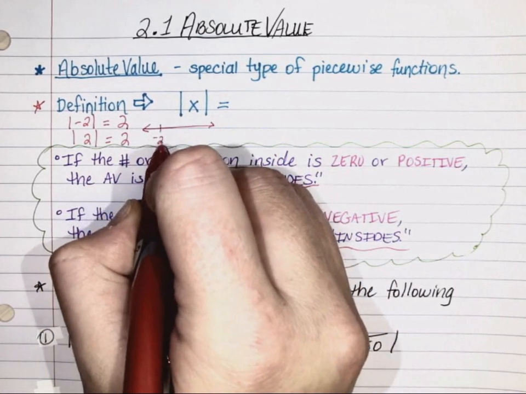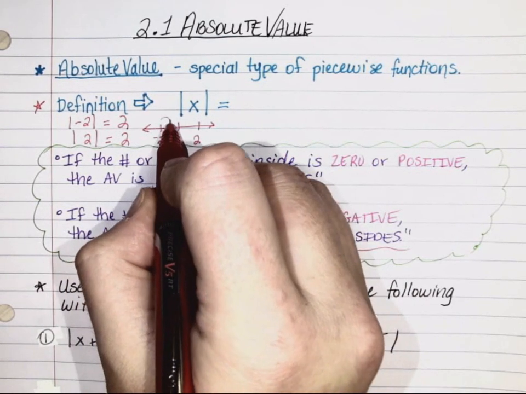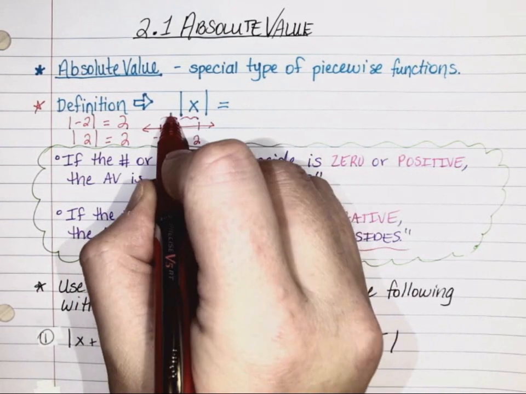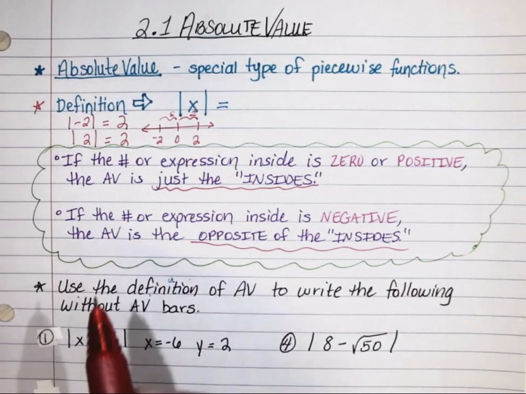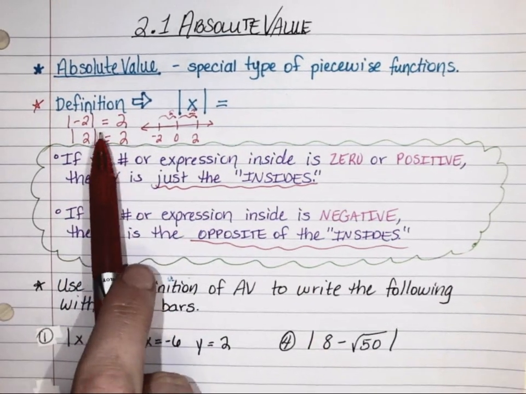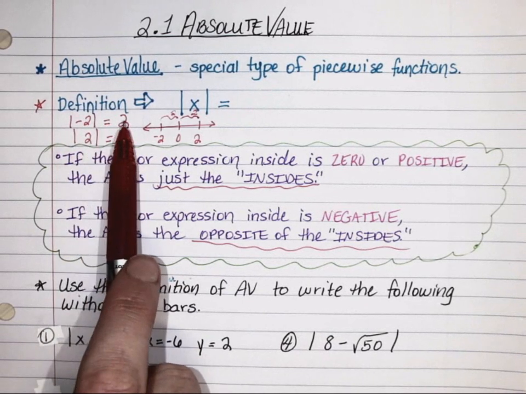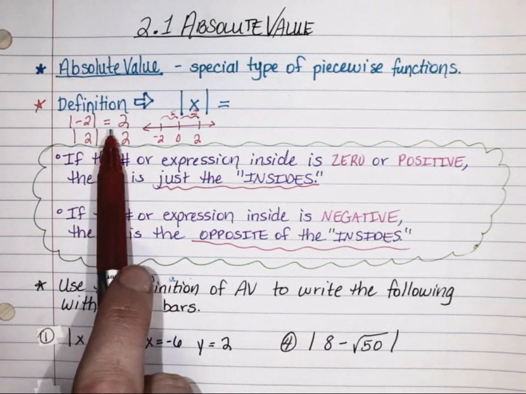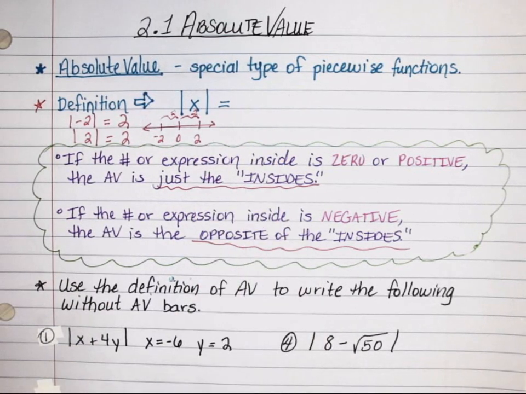So here I have -2, I have 0, and I have +2. So both their distances are 2. So we're going to use this knowledge here, that the absolute value of -2 is 2, and the absolute value of 2 is 2, to help us define the absolute value of x, or write the definition.